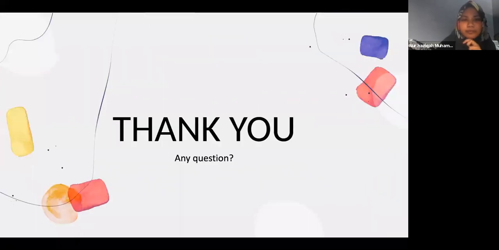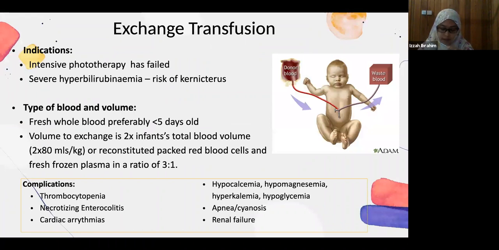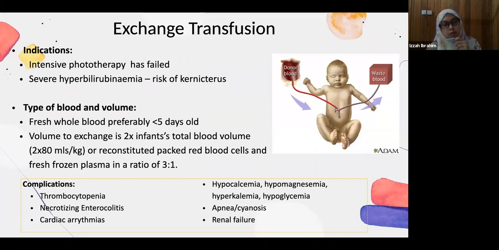Any questions? I have a few questions. For the phototherapy just now, what skin rashes can appear? And next is retinal injury. For phototherapy, we usually close the eyes, right? So does retinal injury still occur? And next, for exchange transfusion, when intensive therapy has failed, when can we say that intensive phototherapy has failed, when we have already done intensive phototherapy? That's all.